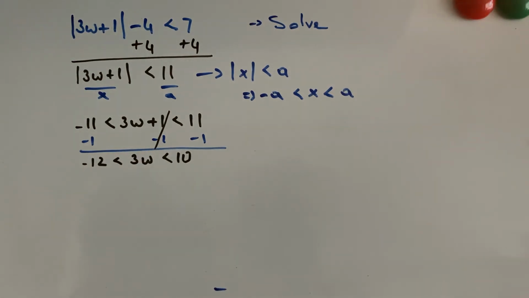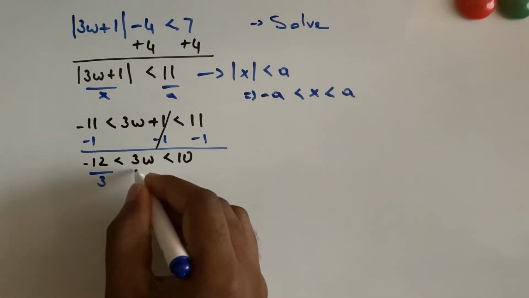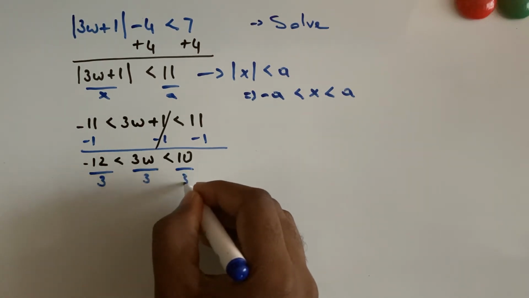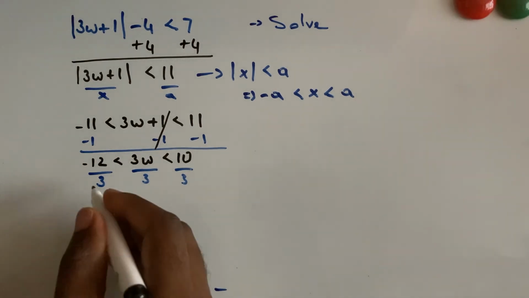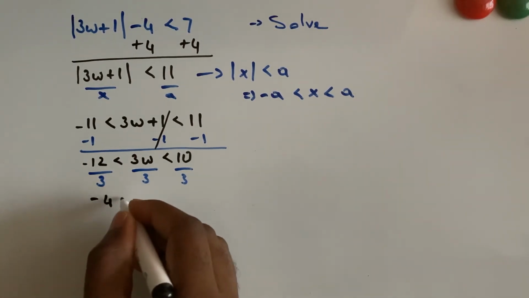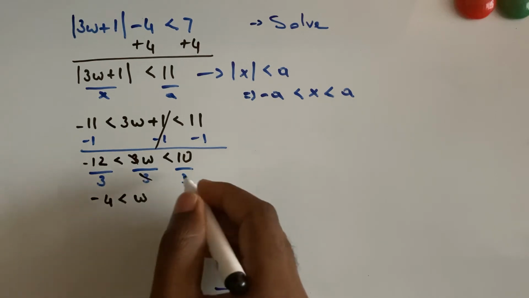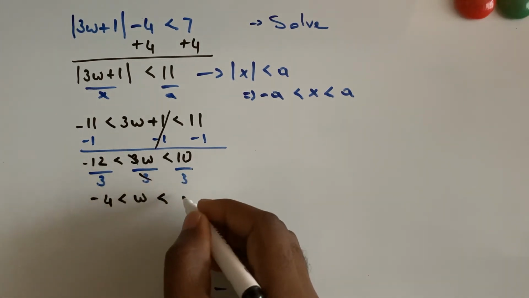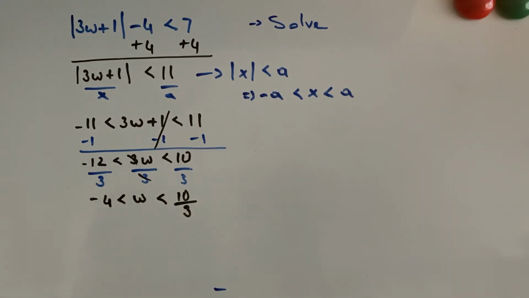Okay, now after that we gotta divide both sides by 3 because my goal is to get w by itself, solving for w, isolating w. So I'm dividing everything by 3. Okay, right here, negative 12 divided by 3 is negative 4 less than w, because 3 is canceled out. Okay, less than 10 over 3. This is already reduced. You can just put 10 over 3. And this is w by itself.